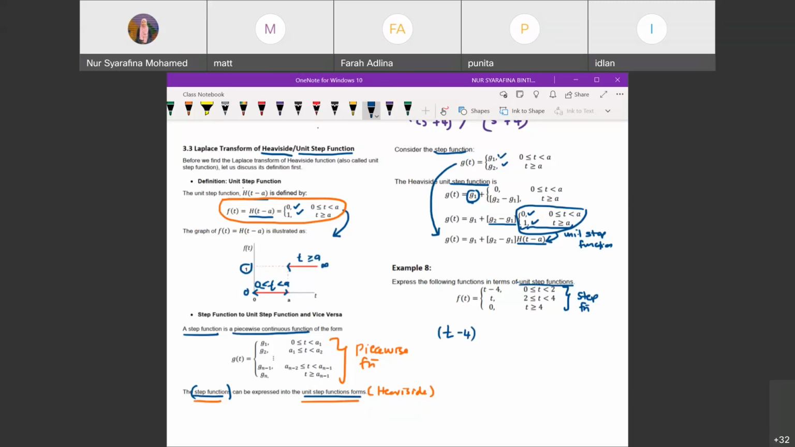Okay. And then plus, as you can see here, first g1 is this one. And then g2 minus g1. g2 is t, right? t minus (t minus 4). Okay, then h(t minus a). So 0 to 2, 2 to 4. So here we have h(t minus a). Here is 2.